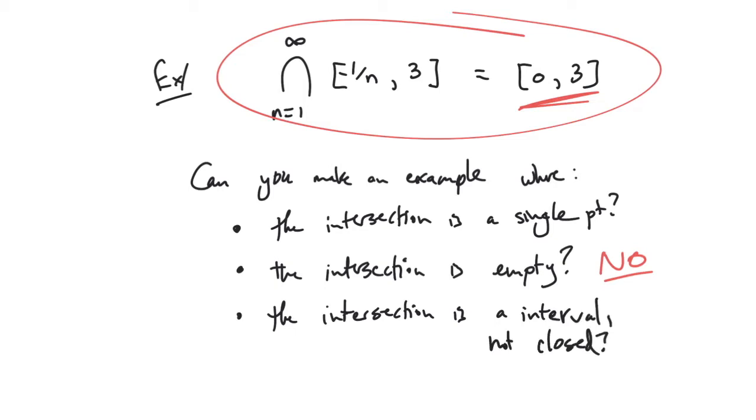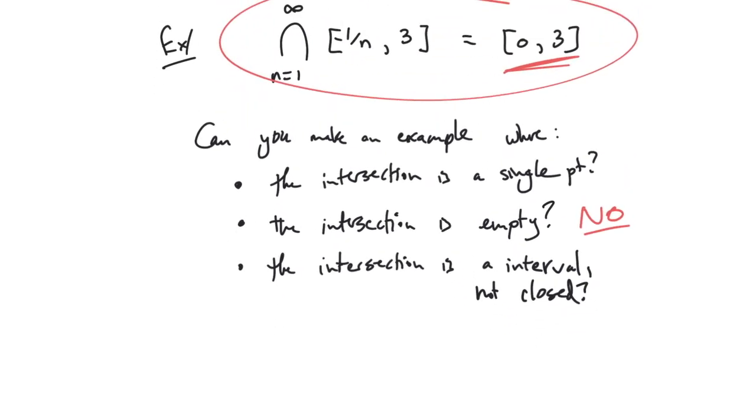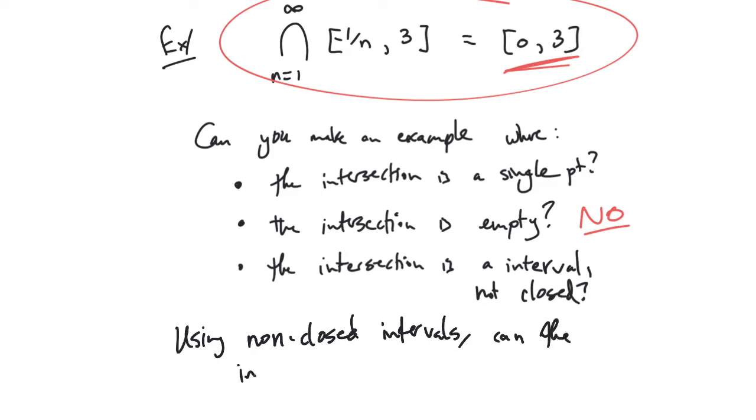How about one last question? What if the intervals themselves in the intersection are not closed intervals? So using non-closed intervals, can the intersection be empty? The nested interval property says if they're all closed intervals, then the intersection cannot be empty. But what if the intervals themselves are not closed to begin with? Then can the intersection be empty? This is what I would like to know.